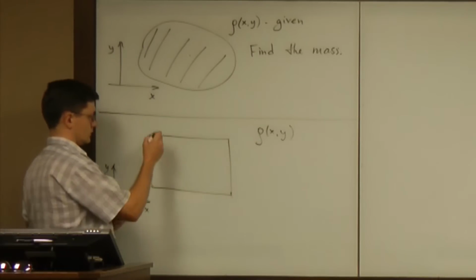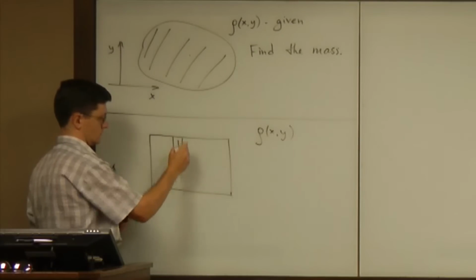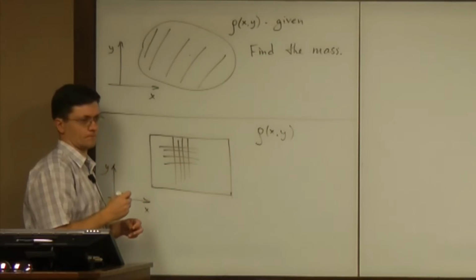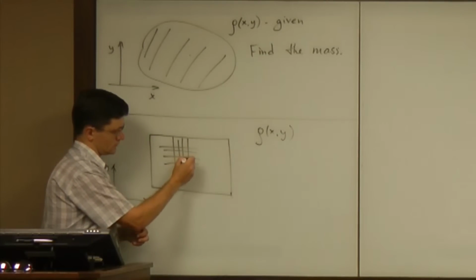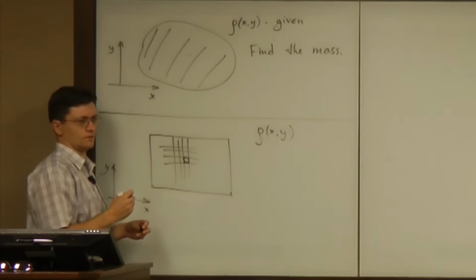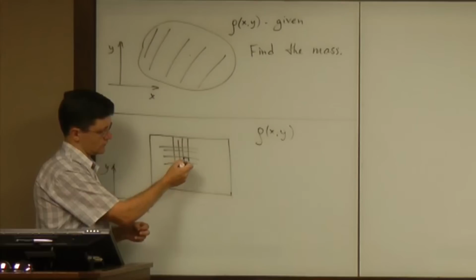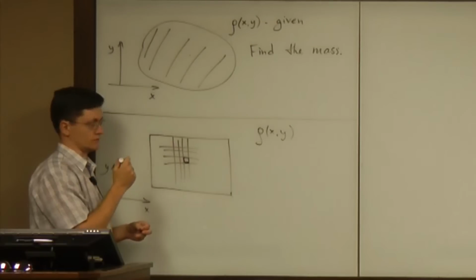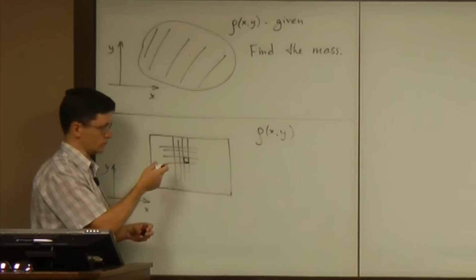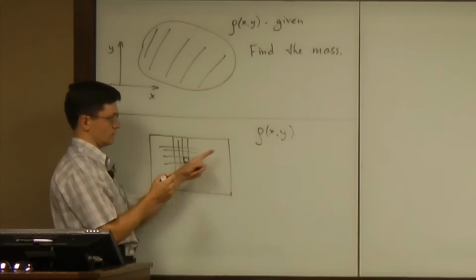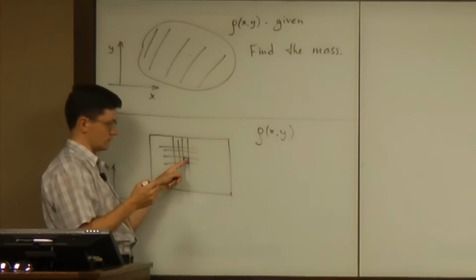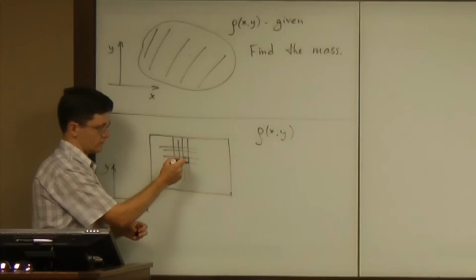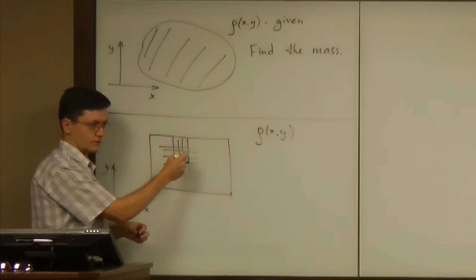Then what you do is you can cut that plate into small pieces. And then for a small piece, you argue that, well, for that small piece, you can probably find the mass of the piece approximately. And the way you do it is by finding the density at that point, somewhere in that piece, and multiplying that density, that value, by the area of the piece.